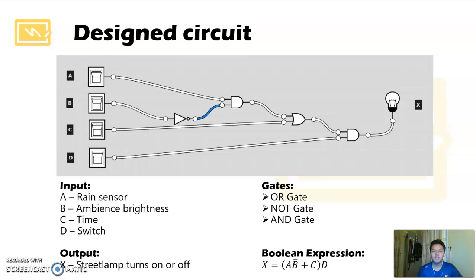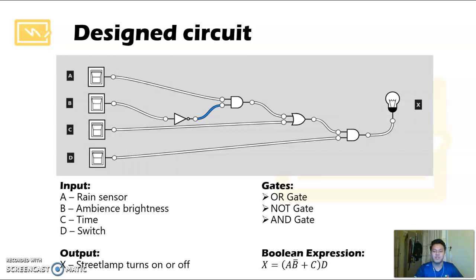There are 3 types of logic gates utilized in this circuit, which are the OR gate, the NOT gate, and 2 AND gates. For the Boolean expression, it is as below: X is equal to A and not B, or C and D.